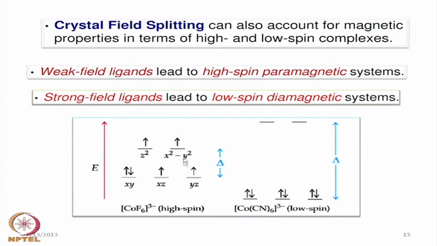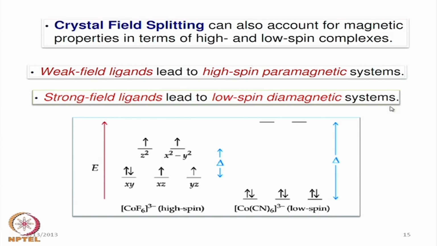Since this has a smaller delta value, because fluoride, we all know, is on the left hand side of the spectrochemical series after iodide, bromide, chloride, it can have a low delta value, giving rise to a high spin situation, compared to the cyanide ligand from the extreme right hand side of the spectrochemical series, where the delta value is very high and we get only the corresponding low spin compound.